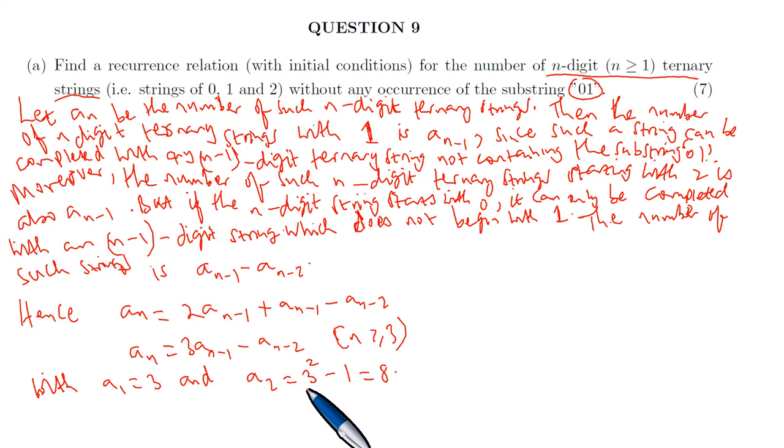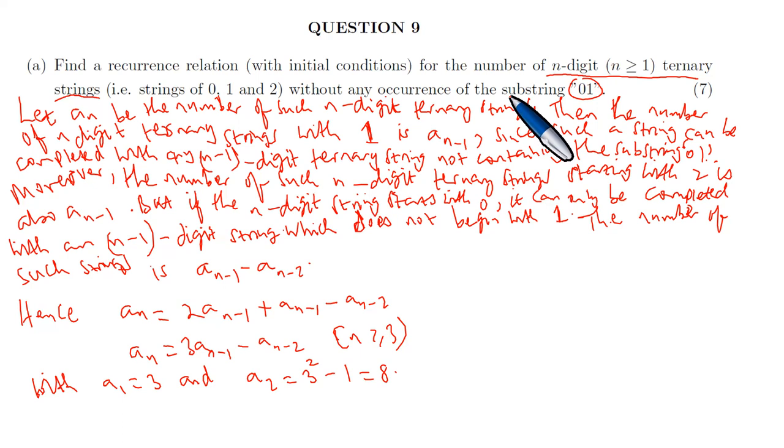Right, we'll recap on the claim, but first the question. Remember that we had to find a recurrence relation with initial conditions. So these are the initial conditions A1 and A2. For the n digit, where n is greater or equal to 1, ternary strings, once again, that contain 0, 1, and 2, without any occurrence of, we just remove the string 0, 1. This question is there most of the time, and I have a strong feeling it is there even this time around. It can be exactly like this, or there can just be a modification of the string that is being removed. But very likely, it's going to be exactly like this. They can remove the 1, 2 string.